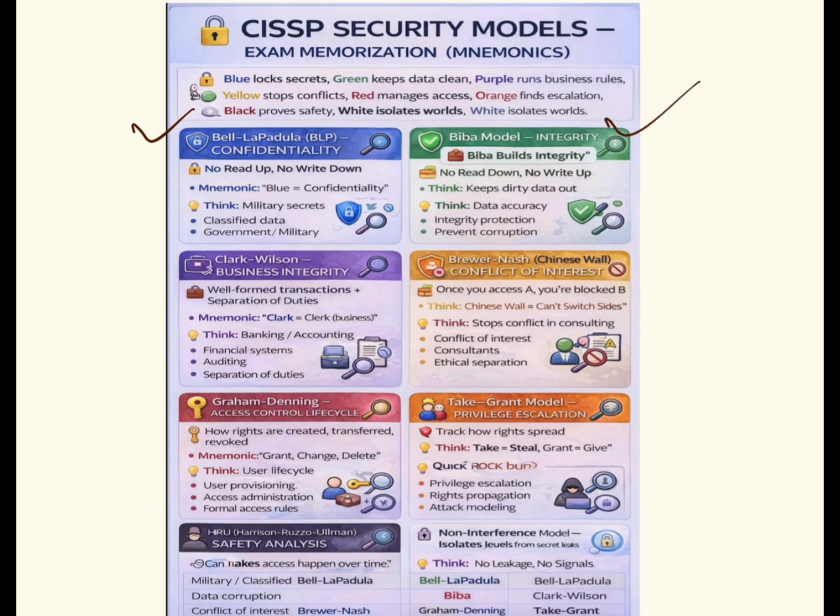So next one is the Biba model. It talks about integrity: no read down, no write up. Think: keeps dirty data out. So it makes sure of data accuracy, integrity protection, and prevents corruption.